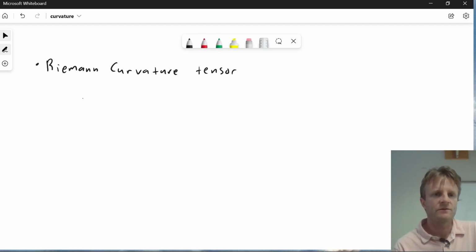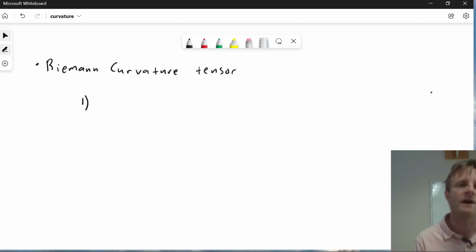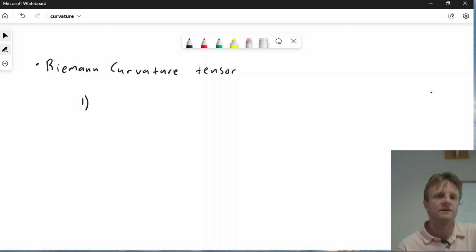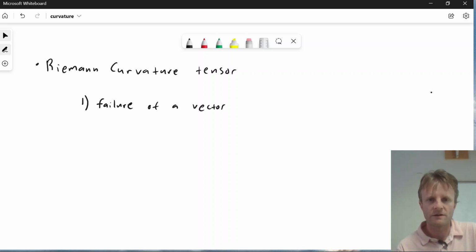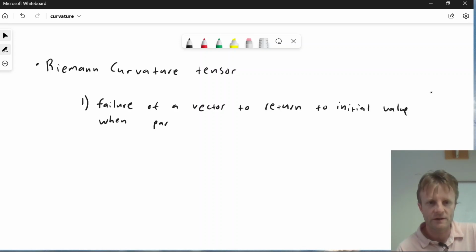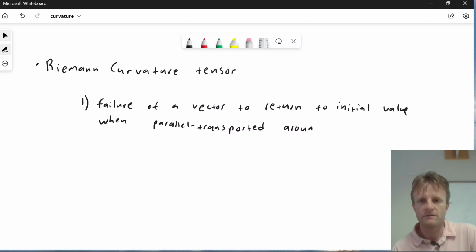And there's three ways you could talk about the Riemann curvature tensor. It could actually be defined using any one of these three ways, and then the other two could be derived. But it's good to just tell you what it does. So one thing that the Riemann curvature tensor characterizes is the failure of a vector to return to its initial value when parallel transported around a closed loop. So we drew cartoons of that, and this is also a way you can define the Riemann curvature tensor.